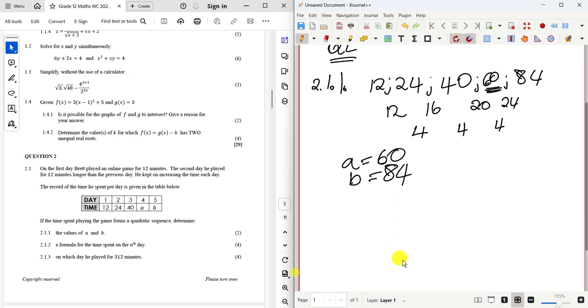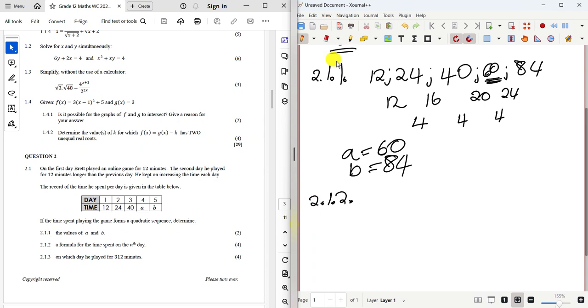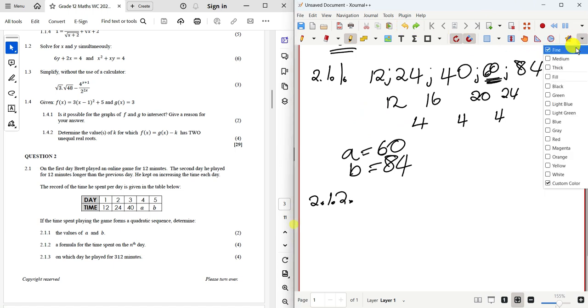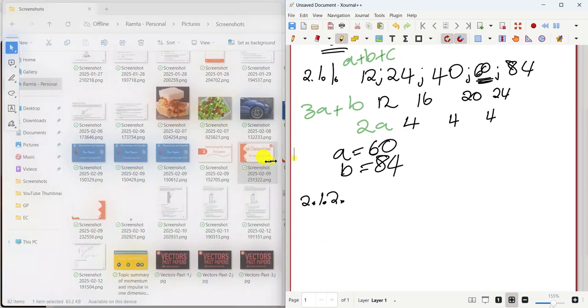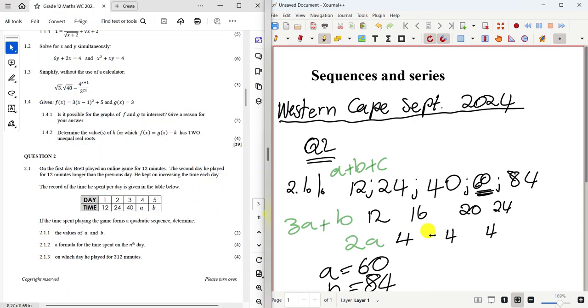Now, proceeding. Let's see. 2.1.2. They say now determine a formula for the time spent on the nth day. You need to remember that this one corresponds to 2a. Let me perhaps use a green, it's not clear enough. This corresponds to 2a. This corresponds to 3a plus b. And this corresponds to a plus b plus c. Perfect.